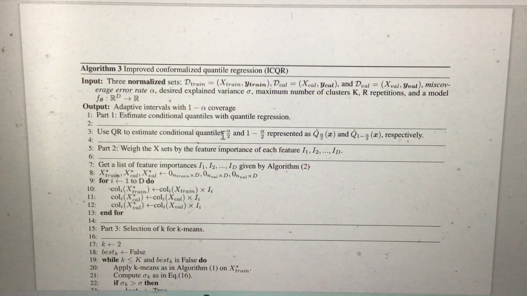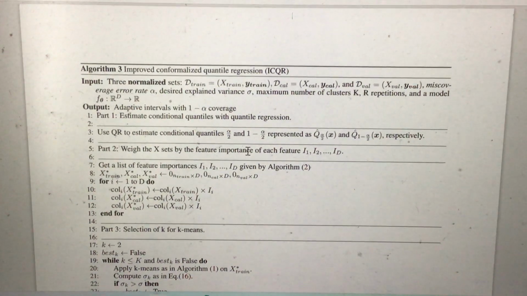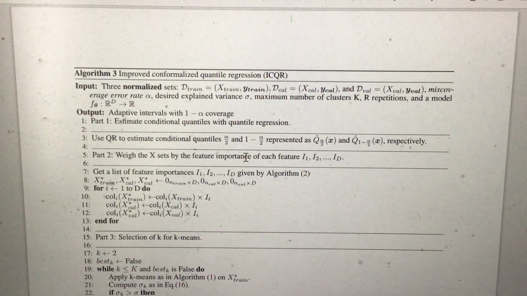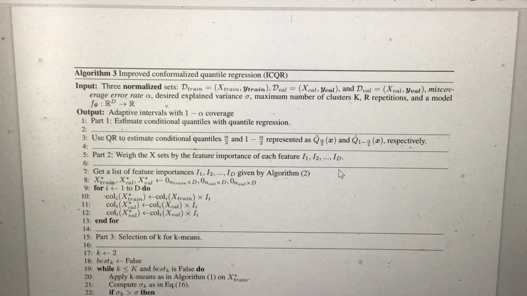So the first big step will be to estimate the conditional quantiles with quantile regression. So this is not hard. We use quantile regression to estimate the conditional quantiles of alpha/2 and 1 minus alpha/2, and represent them as Q hat alpha/2 and Q hat 1 minus alpha/2.